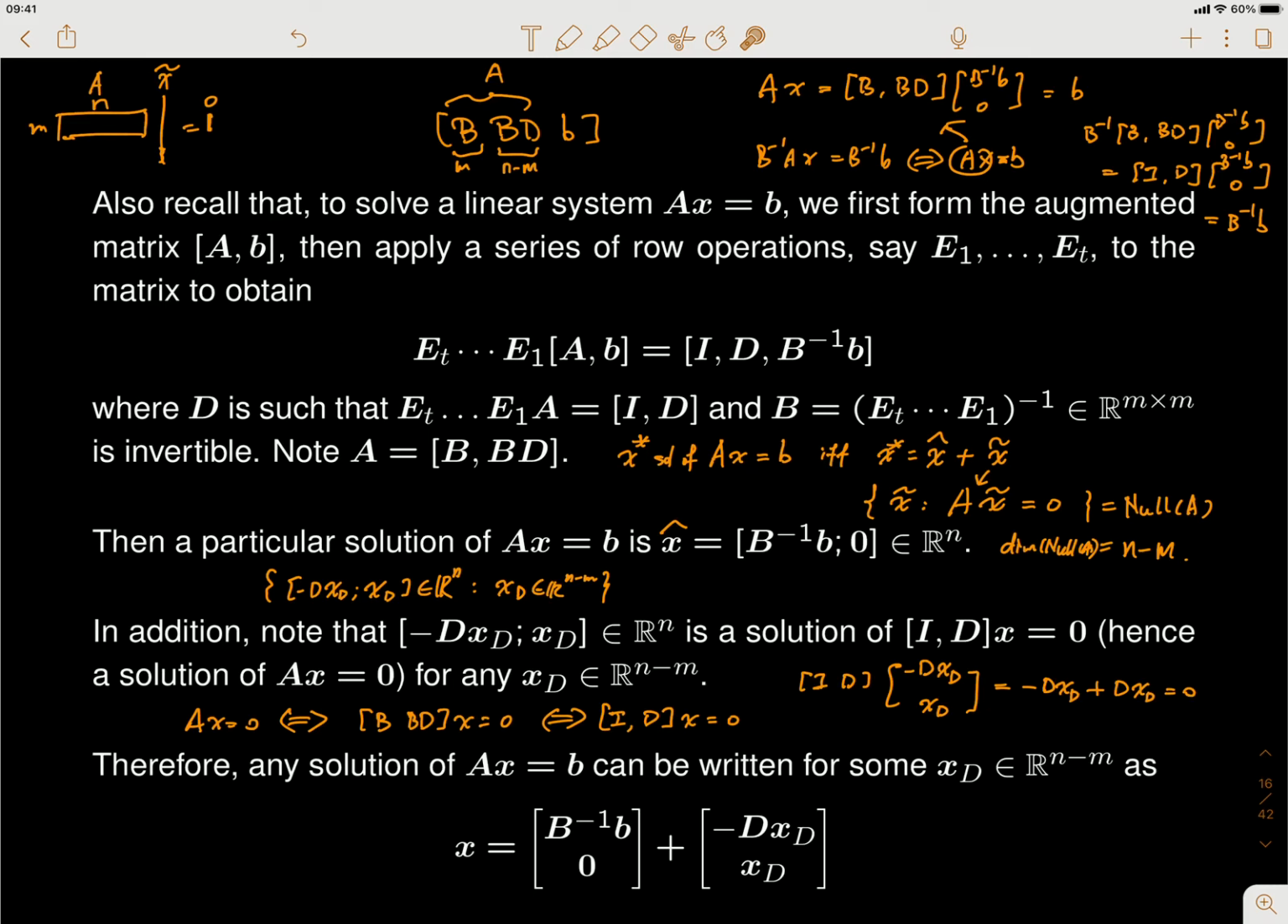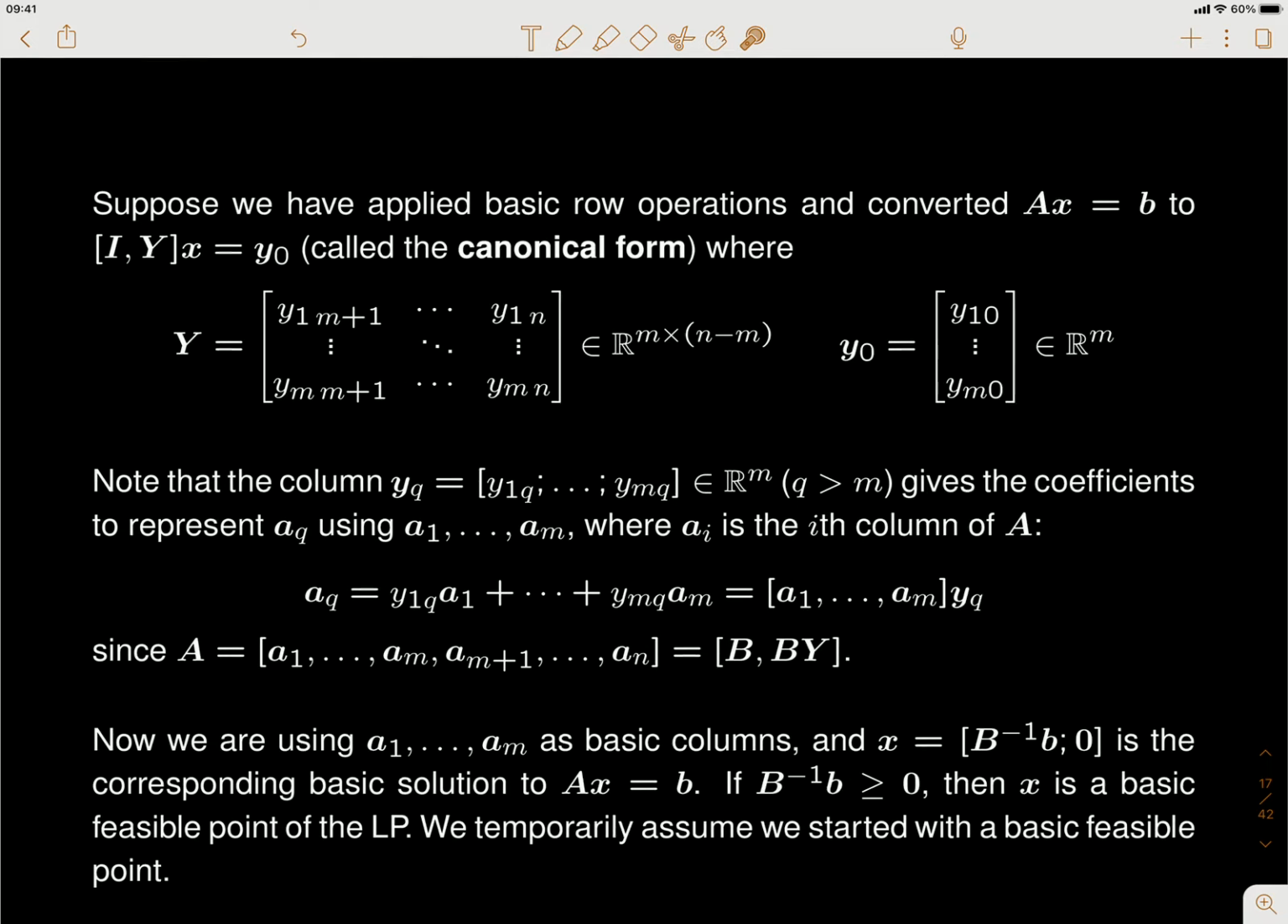Okay, so any solution to Ax equals b can be written in this way. And this x_D is an arbitrary n minus m dimensional vector. Now with this as the foundation, we can consider applying basic row operations and convert this Ax equals b linear system into this form. Okay, so this Y is nothing but the D from earlier.